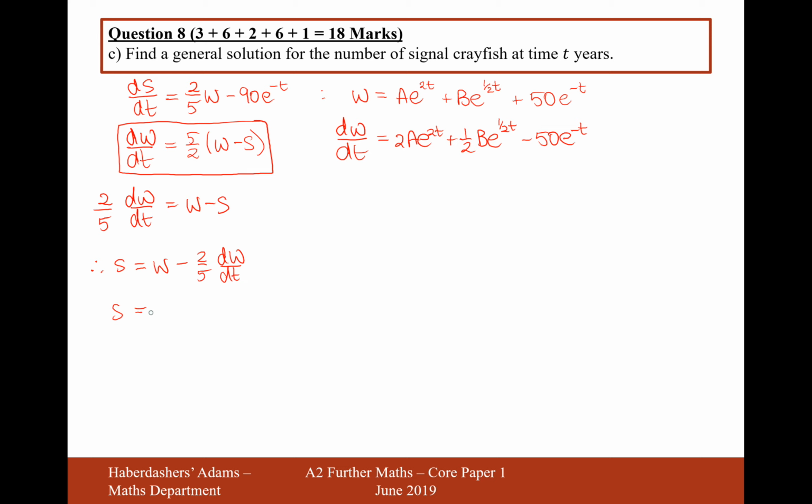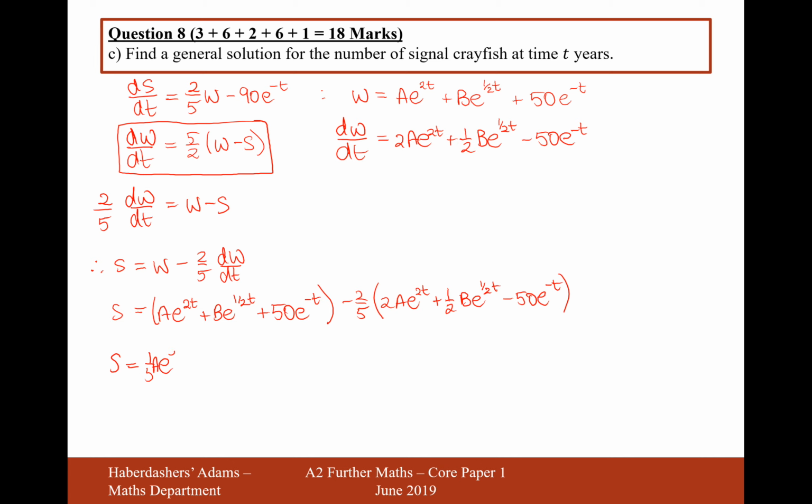So s is equal to w, and that first bit is going to be a e to the 2t plus b e to the half t plus 50 e to the minus t, and then it's going to be minus 2/5 lots of 2a e to the 2t plus a half b e to the half t, and then minus 50 e to the minus t. Okay, let's now simplify this. Let's have a look at the e to the 2t's first. That's going to be minus 4/5 and an a. So 1 minus 4/5 will be just a fifth.